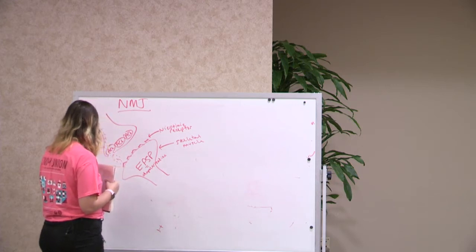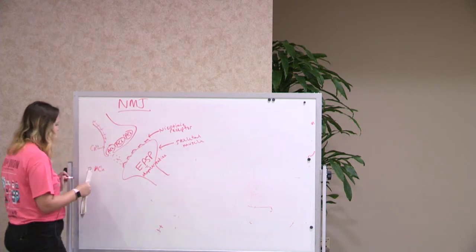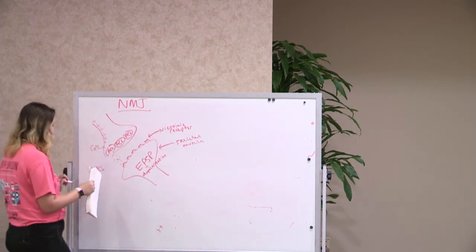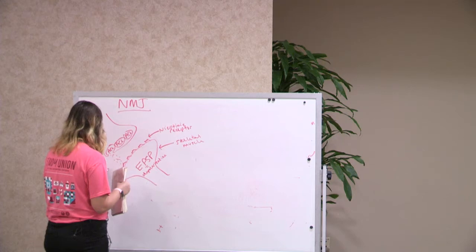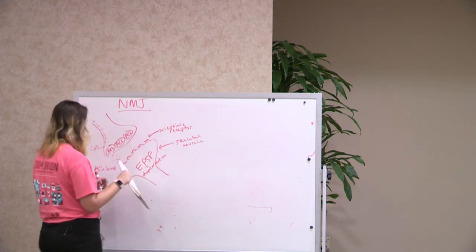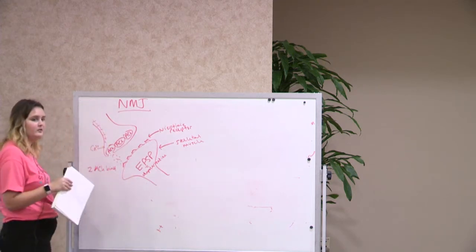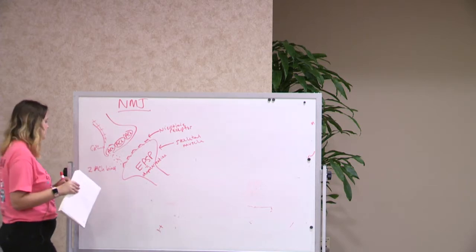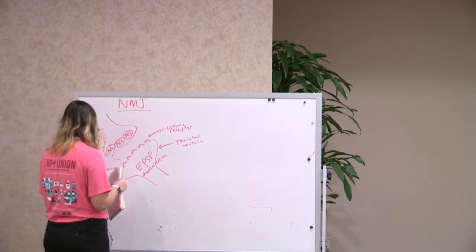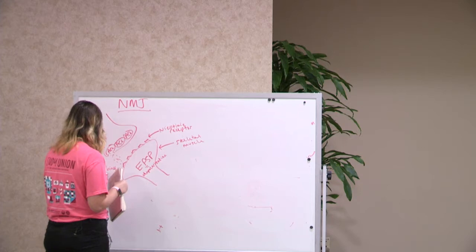Two acetylcholine bind to one receptor because there's two alpha subunits. There's five subunits in total, and there's two alpha subunits, and two acetylcholine have to bind to that receptor. So two acetylcholine bind to receptor.